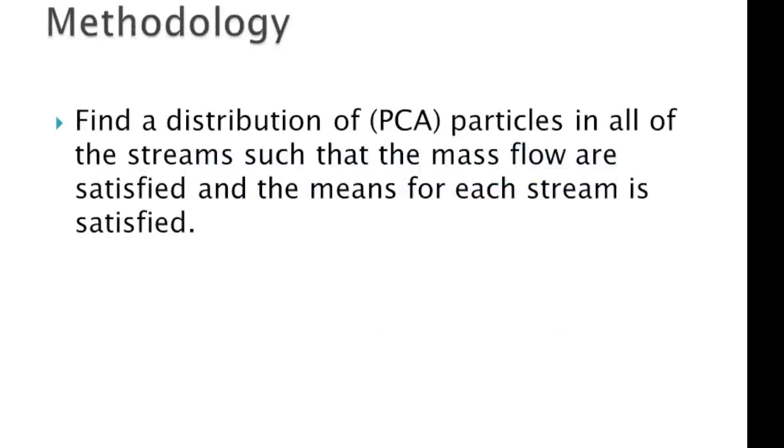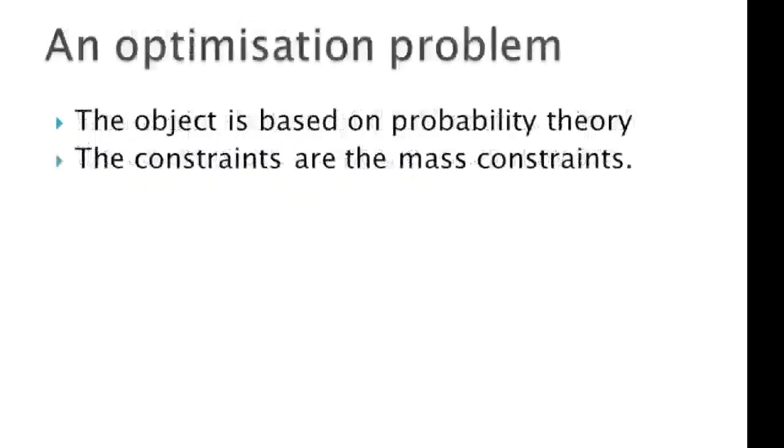Now we want to calculate the distribution of the particles in each of the streams, the concentrate streams, the feed streams, and the tail stream. And it does become a mass balance problem. But it's an ill-posed mass balance problem, meaning there's multiple solutions. There's more unknowns than there is knowns. So because of that, we use a probabilistic approach.